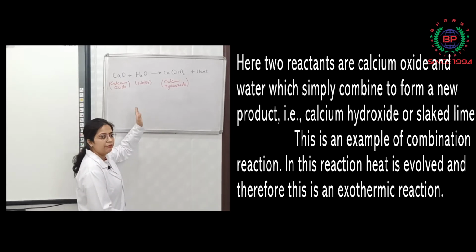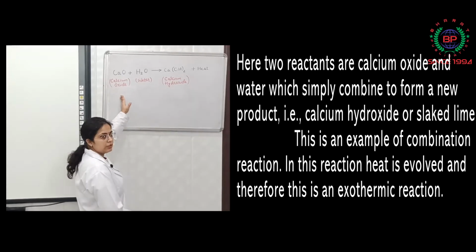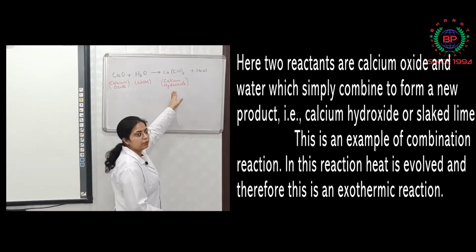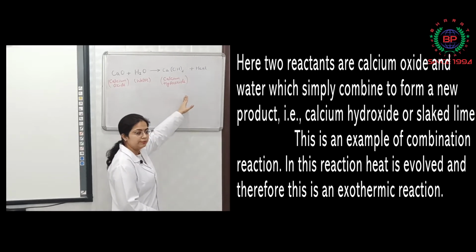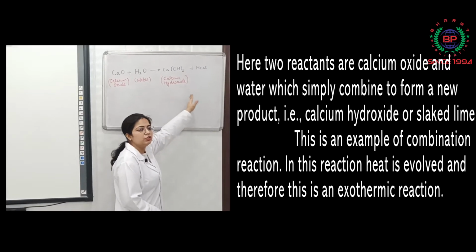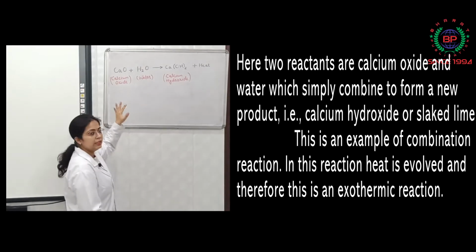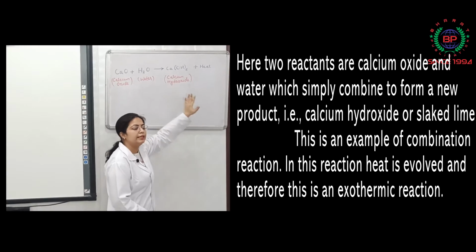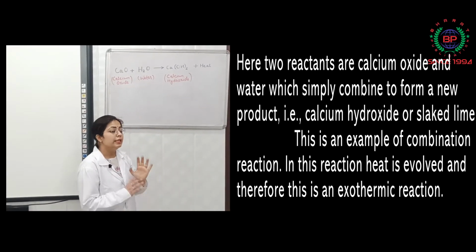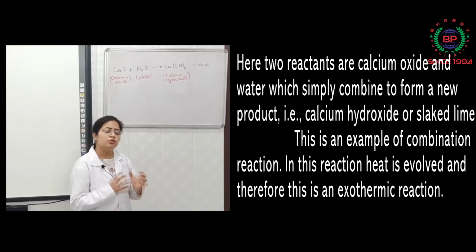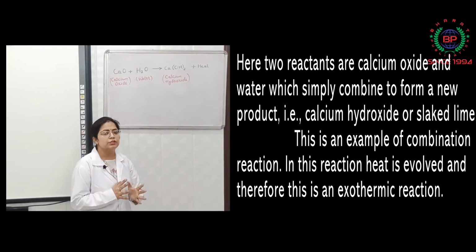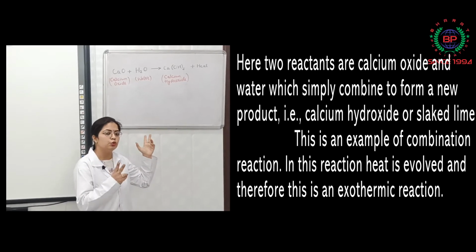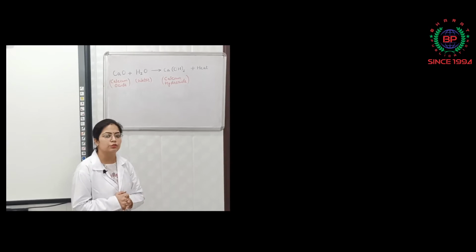In this activity, we are mixing calcium oxide and water, and it will result in the formation of one product, that is calcium hydroxide. In this reaction heat is also evolved. Because there are two reactants and only one product, it is known as a combination reaction. Since heat is evolving, it is also known as an exothermic reaction. It means we can name this reaction in two forms: combination reaction and exothermic reaction.